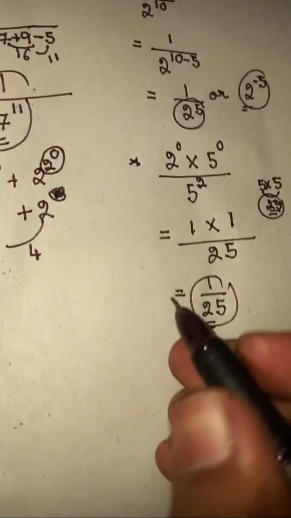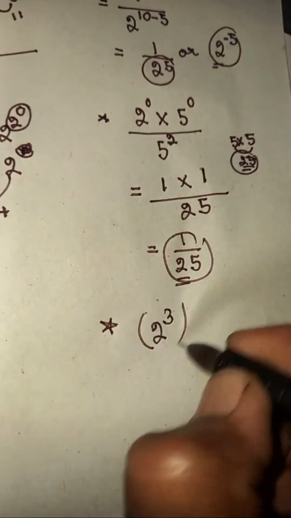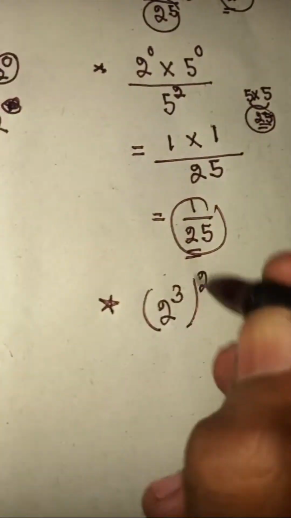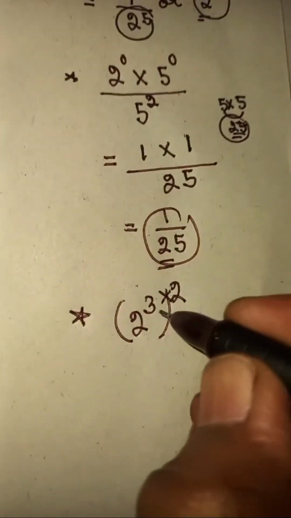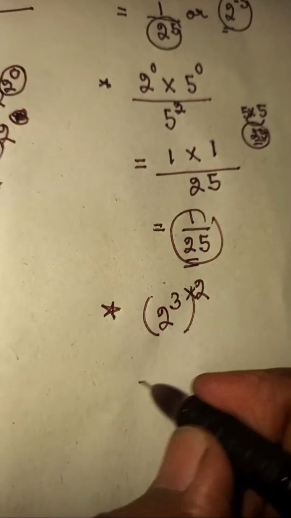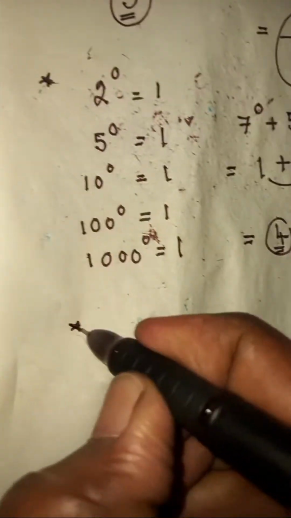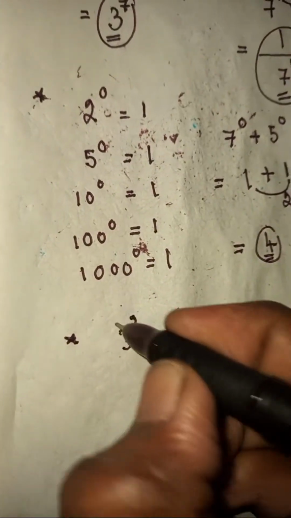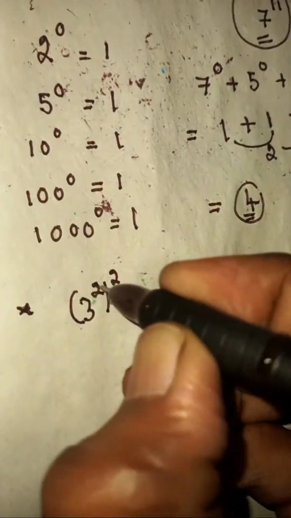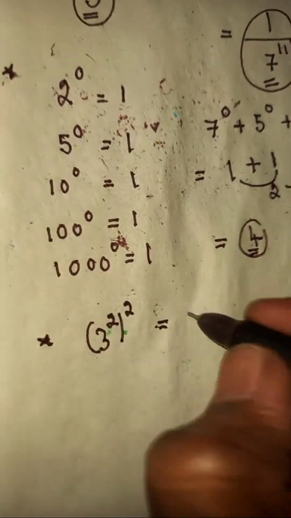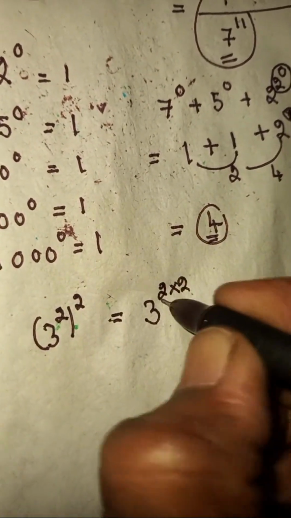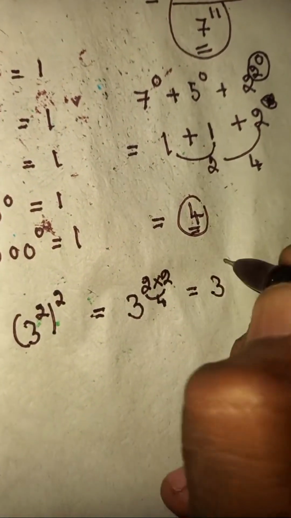I'm going to tell what to do when you have brackets. Here, see, 2 cube whole power whole square. When you have brackets like this, you need to just multiply the powers. Here 3 times 2 is 6, so it is 2 power of 6. Now I do one more problem. This one, 3 power of 2 whole power of 2. Here also multiply the powers. 3 power of 2 times 2, which becomes 4. So it is 3 power of 4.